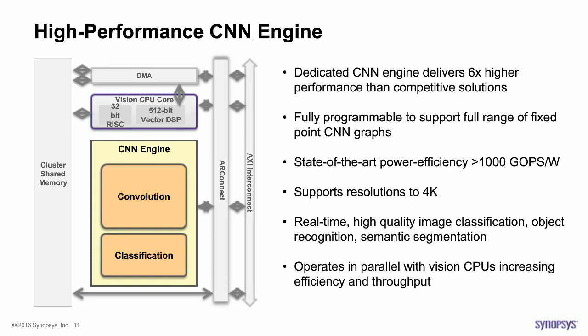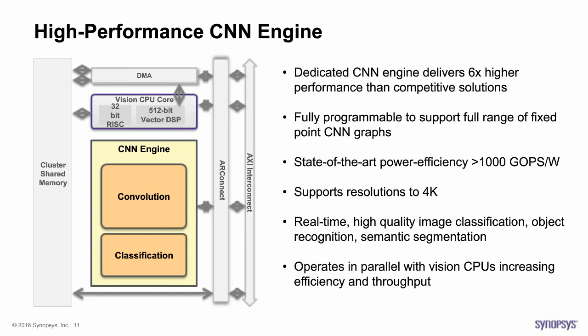The CNN engine, while it's very efficient, is also fully programmable, so we can run any fixed point CNN graph. And we do that, of course, in real time. It gives us very high image recognition accuracy, full classification capability, and then semantic segmentation, which is the ability to look at a video frame and separate, for example, sky from road, from buildings.